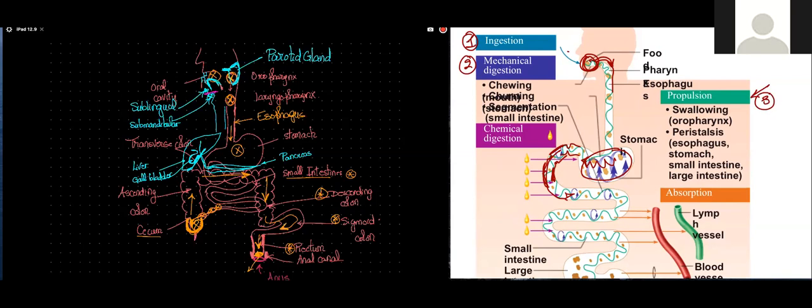Also, I will need to perform a chemical digestion. I need to change the molecular structure of the food I'm eating to get the molecular form that my cells can deal with. So where do you start the chemical digestion?